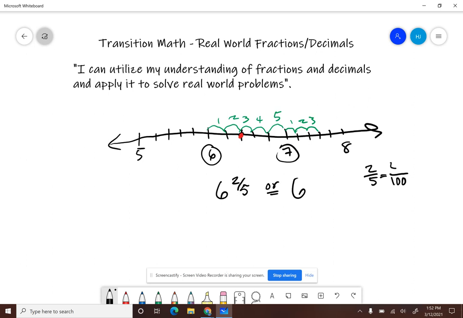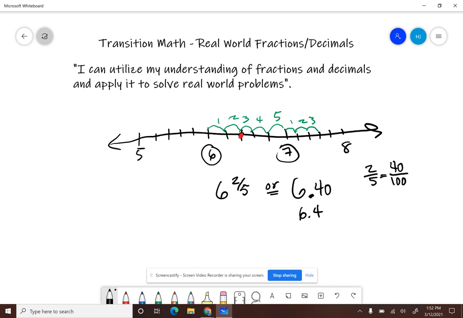20 times 2 is 40. So 2/5 is the same thing as 40 hundredths. 40 hundredths. So think about that. When I write that as a decimal, this would be the same thing as 40 hundredths. Okay. So 6.40 or 6.4. Okay. So kind of get the idea that again, how this could be useful in measurement.